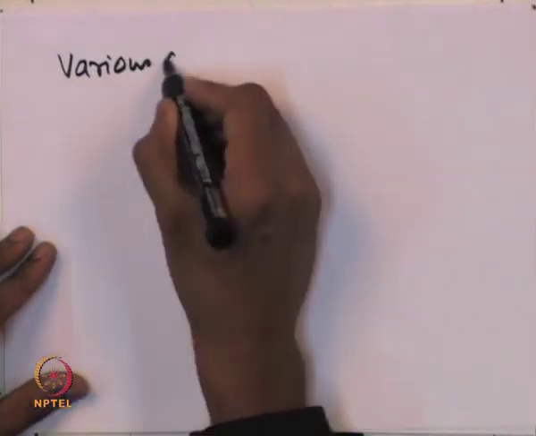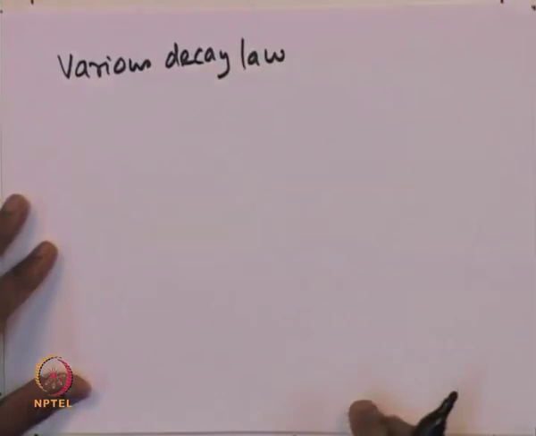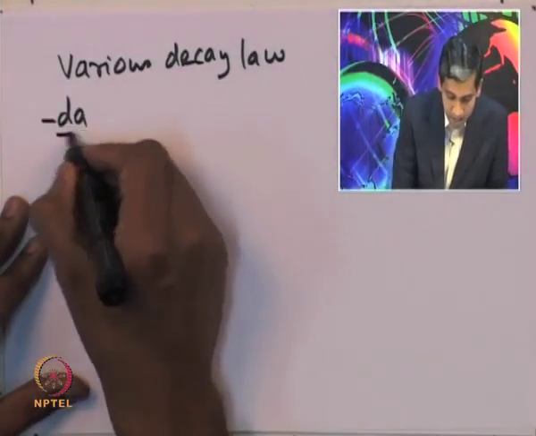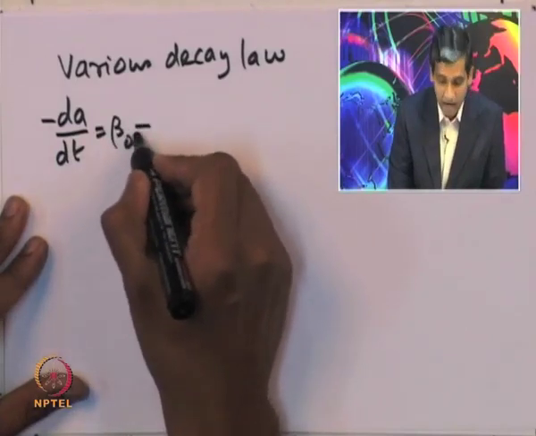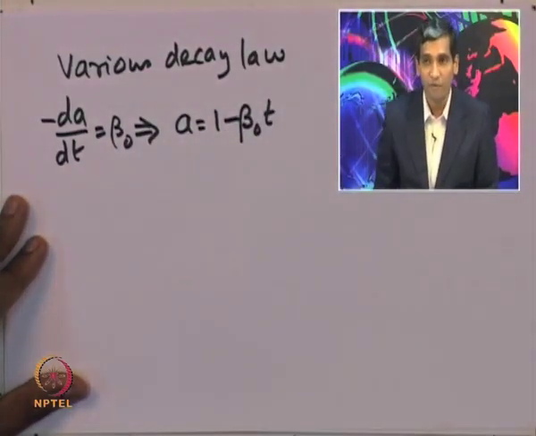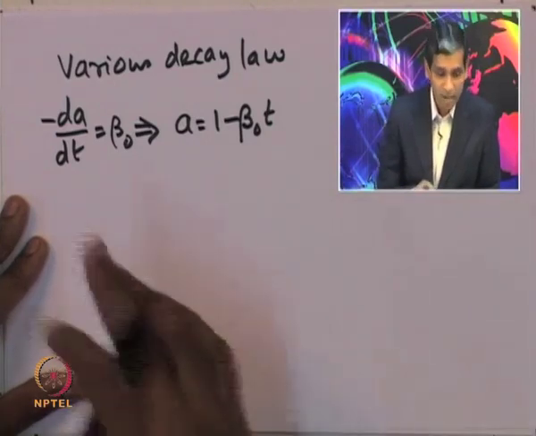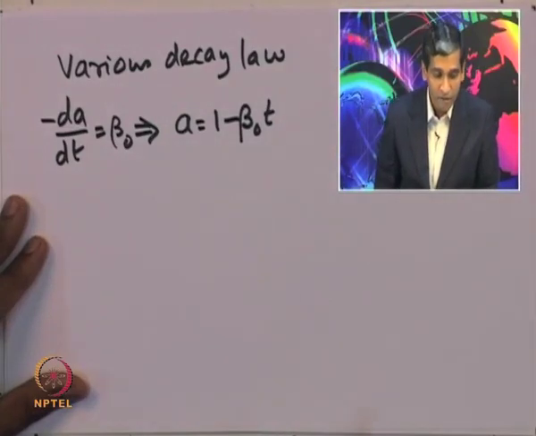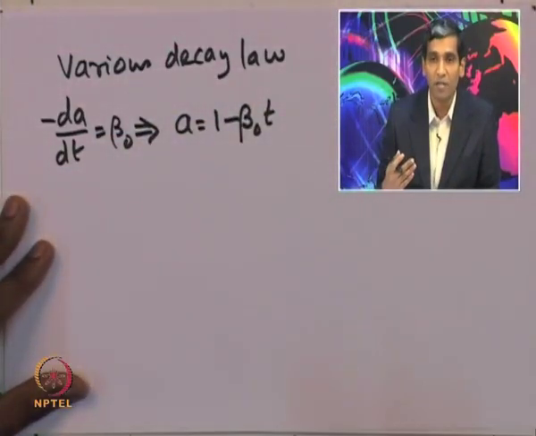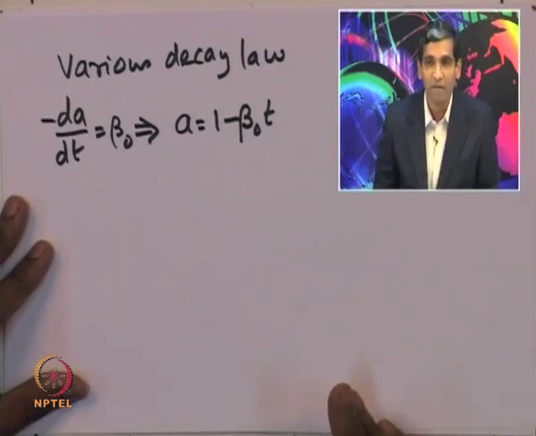So, there are various types of decay law that have been proposed in the literature. A common one is the one where the activity actually changes linearly with time. That is given by minus dA by dt equal to some beta naught, and when you integrate this expression, we find that A equals 1 minus beta naught t. So, that is essentially a linear dependence of the activity on time, and this kind of decay has been observed for conversion of parahydrogen on tungsten with oxygen as the poison that deactivates the catalyst, that is tungsten here.